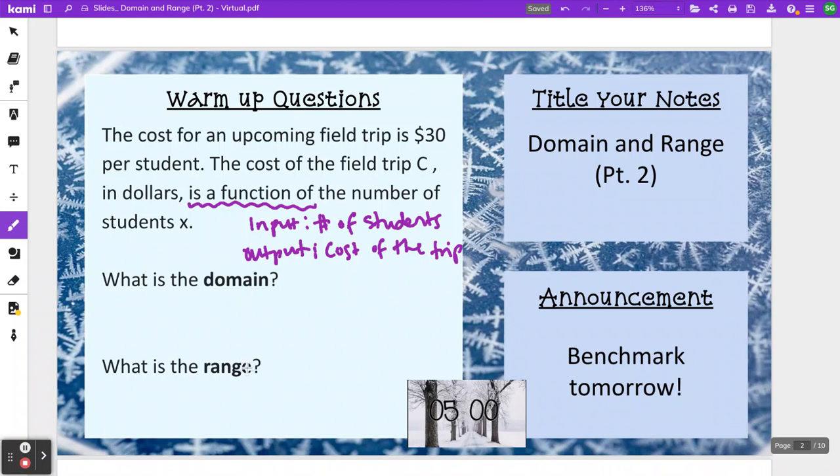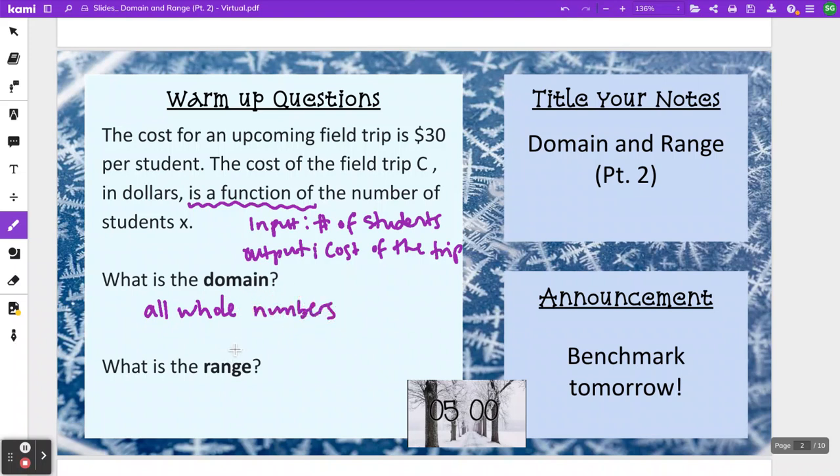So when we go to answer domain and range, knowing the input and the output are going to be really important. The domain is us describing all of the possible inputs, and the range is going to be us describing all of the possible outputs. Here, since number of students is our input, I know for my domain, I want to describe the type of numbers you can have for a number of students. For example, I know I can't have -5 students. I know I can't have 1.2 students. And so my domain here would be all whole numbers.